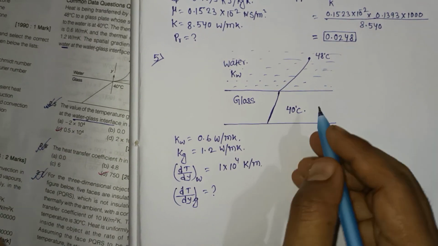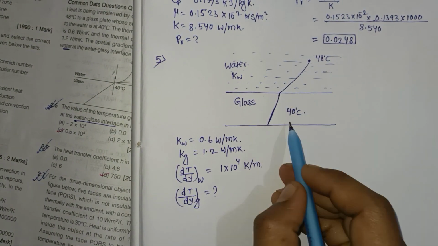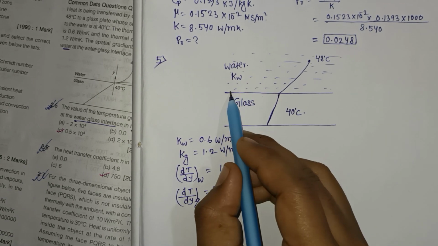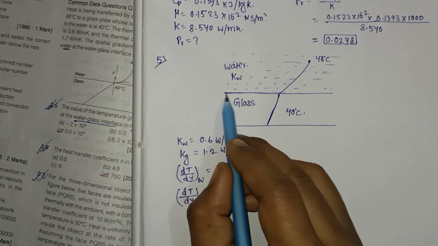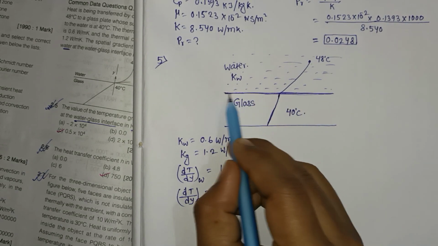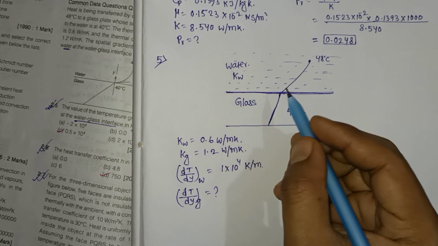So here the concept is that heat is transferred from high temperature to low temperature. Okay, in this there is an interface. This is the water glass interface. In the water glass interface, the heat is transferred by conduction.